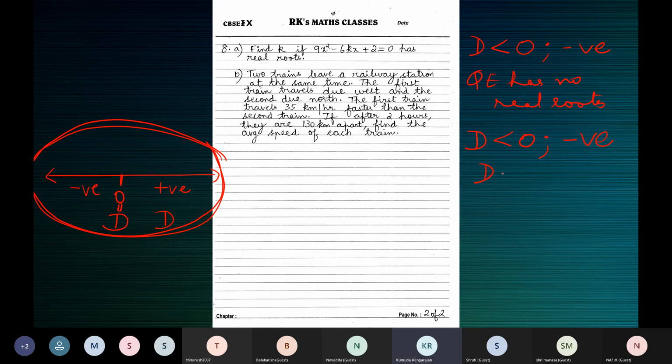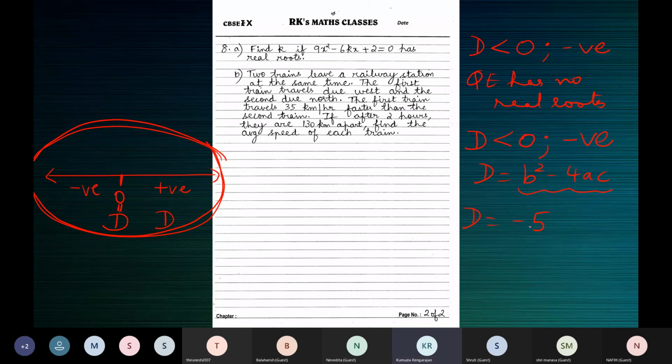How do you find D? D is found using b squared minus 4ac. Now you find the value of D using b squared minus 4ac for some particular quadratic equation, and you get the answer as minus 5. D is equal to minus 5. D is negative. That is, its value is less than 0.